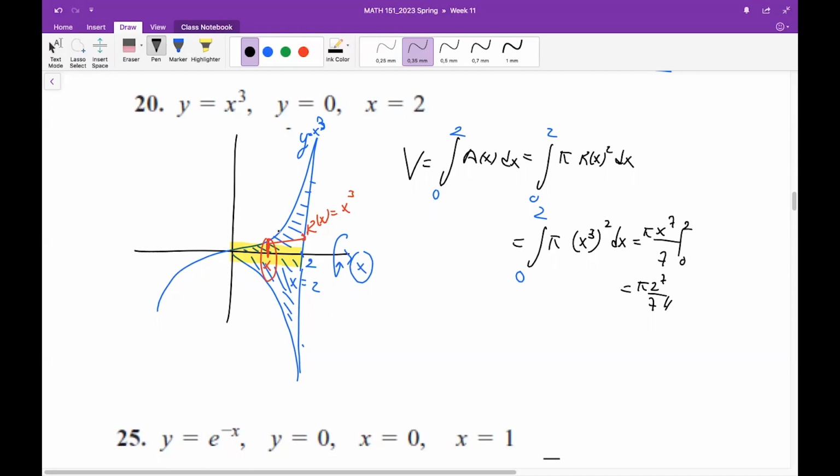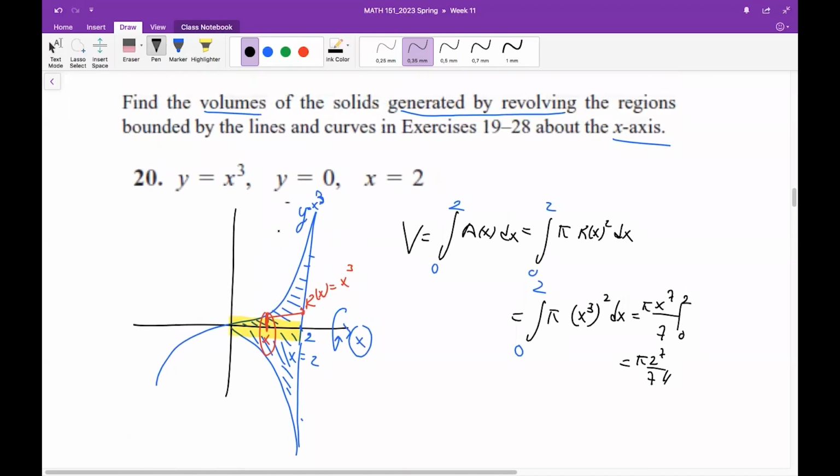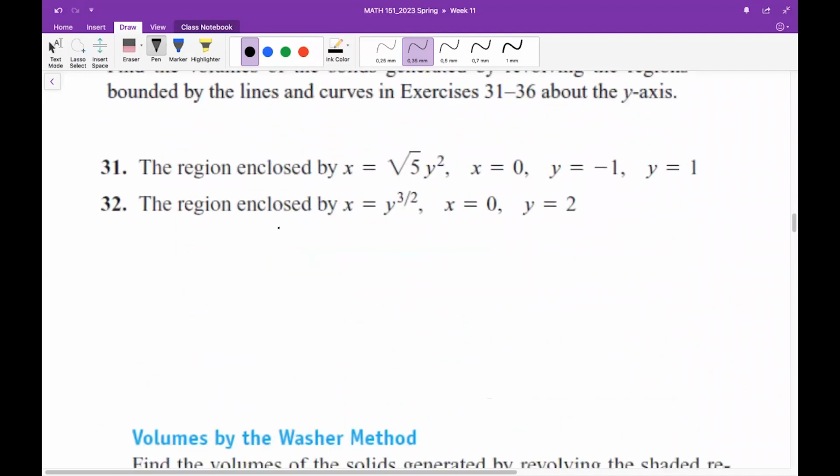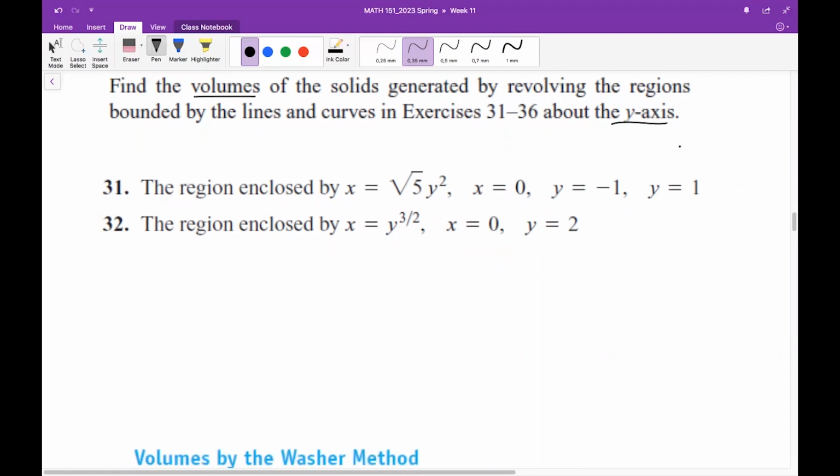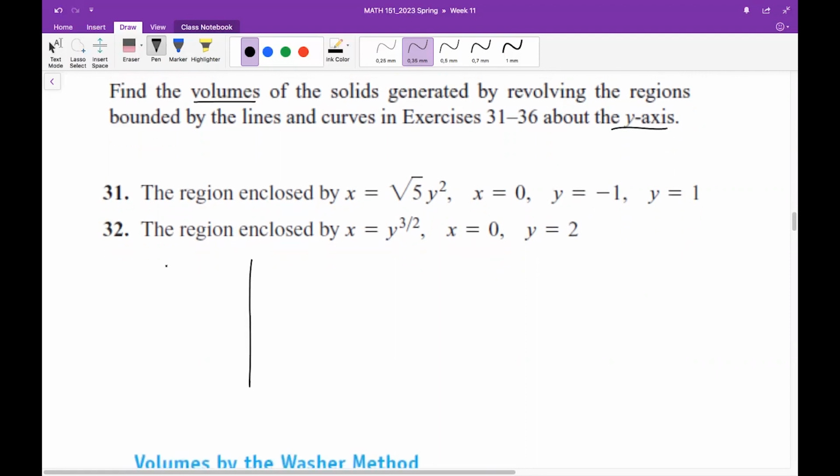Okay, so let's move on. Any questions? Okay, let's move on. Let's solve one of them. Again, find the volume of the solids generated by revolving the regions around the y-axis. This time we will be revolving around the y-axis. Let's try this one.